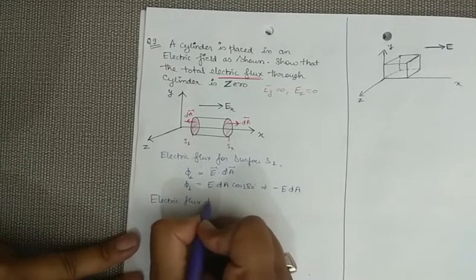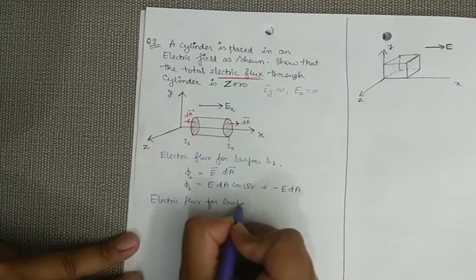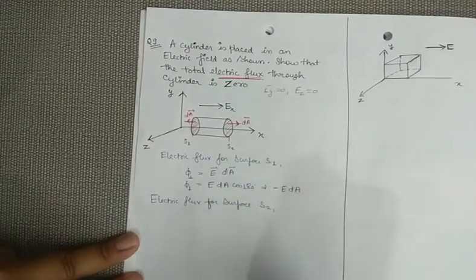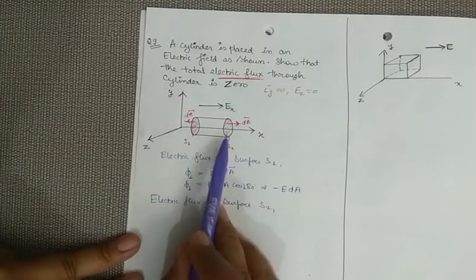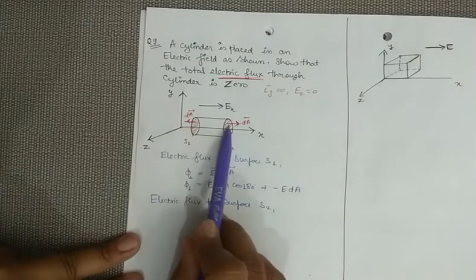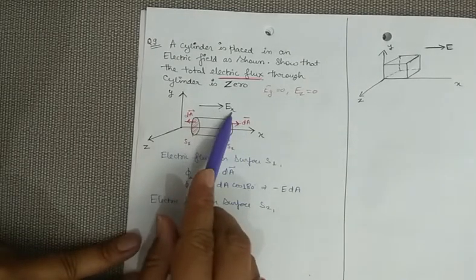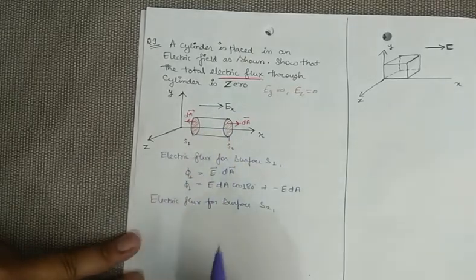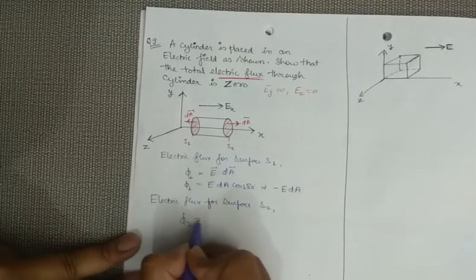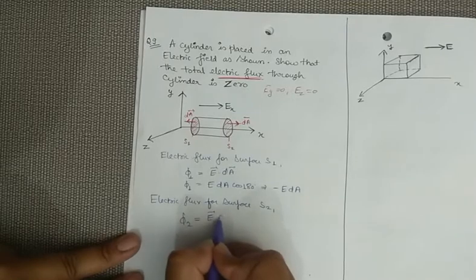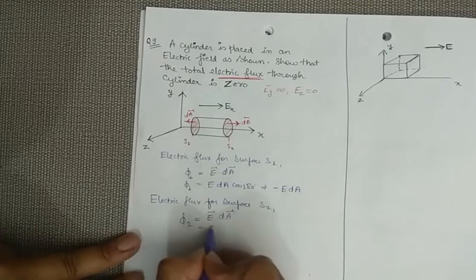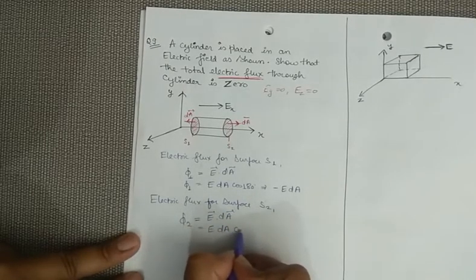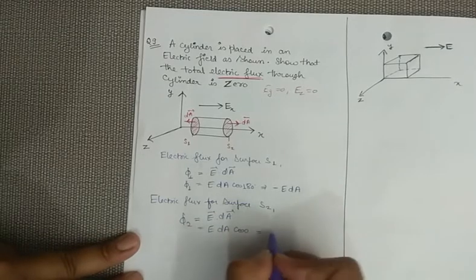Similarly, electric flux for surface S2. Look carefully. This is your S2. At the S2 surface, the area vector is in this direction and the electric field is also in this direction. Both are in the same direction, making an angle theta equal to 0. So your phi 2 will be vector E dot dA, so it will be E dA cos 0. Cos 0 is positive 1, so it will give you positive E dA.